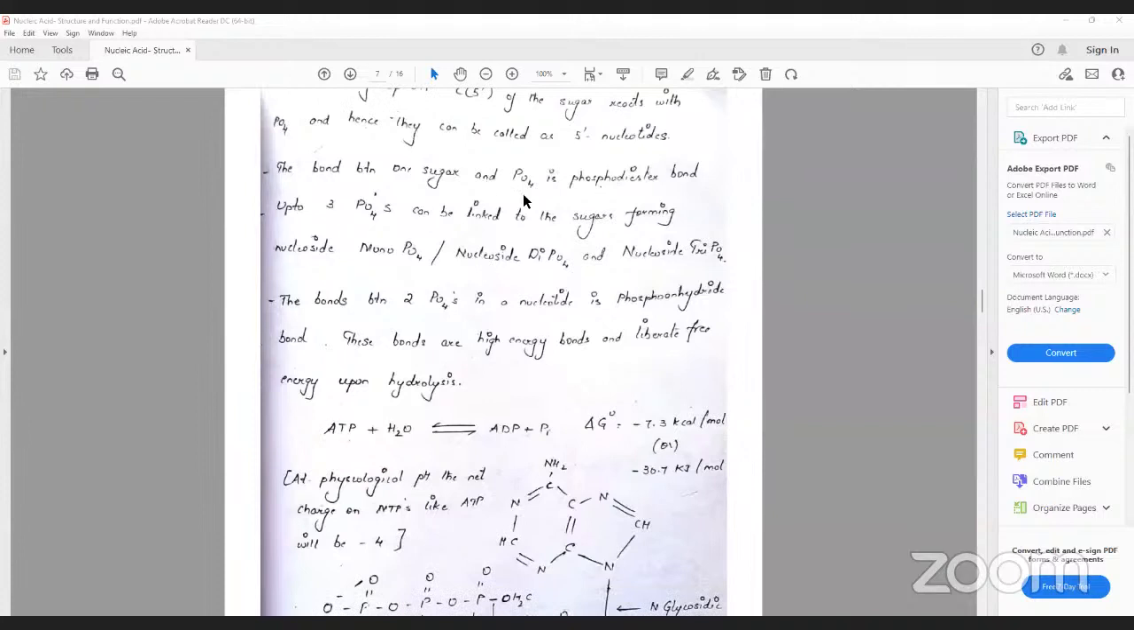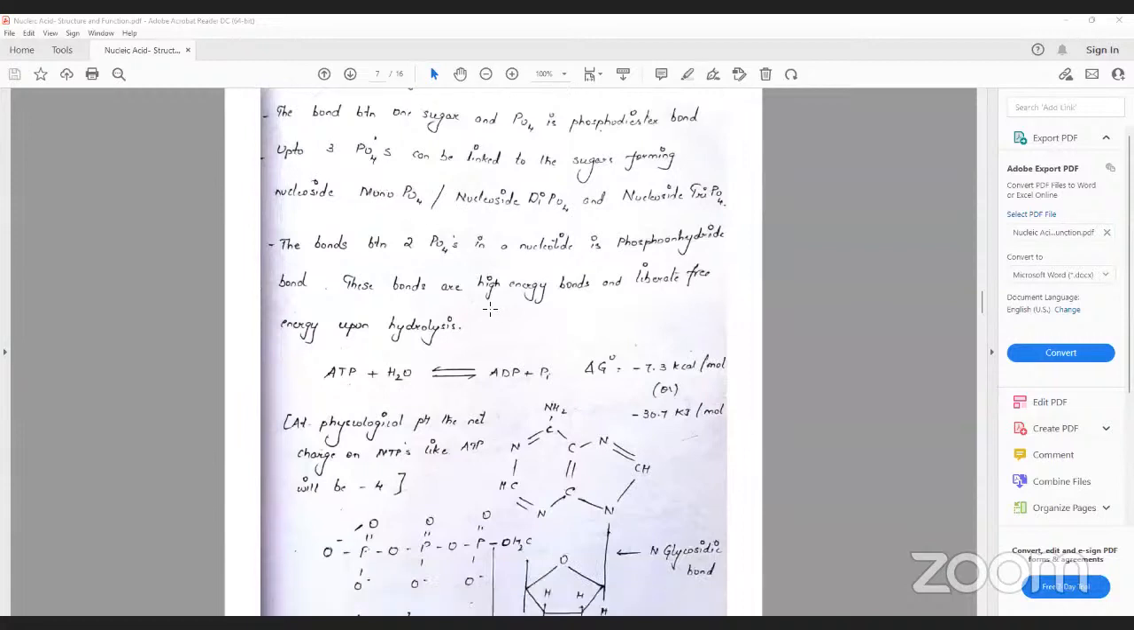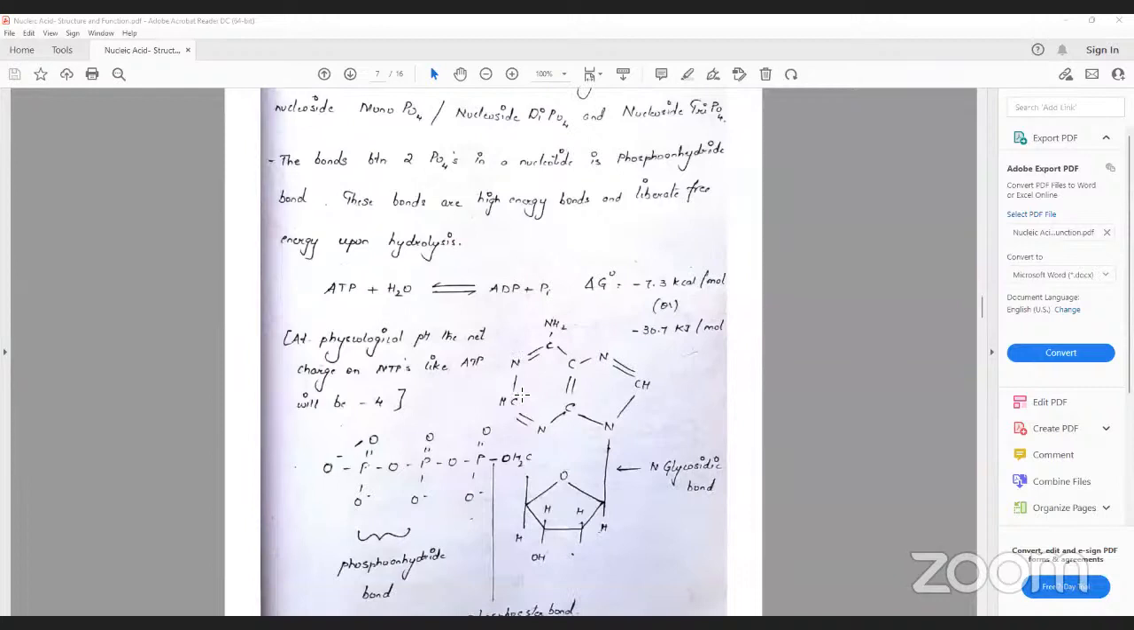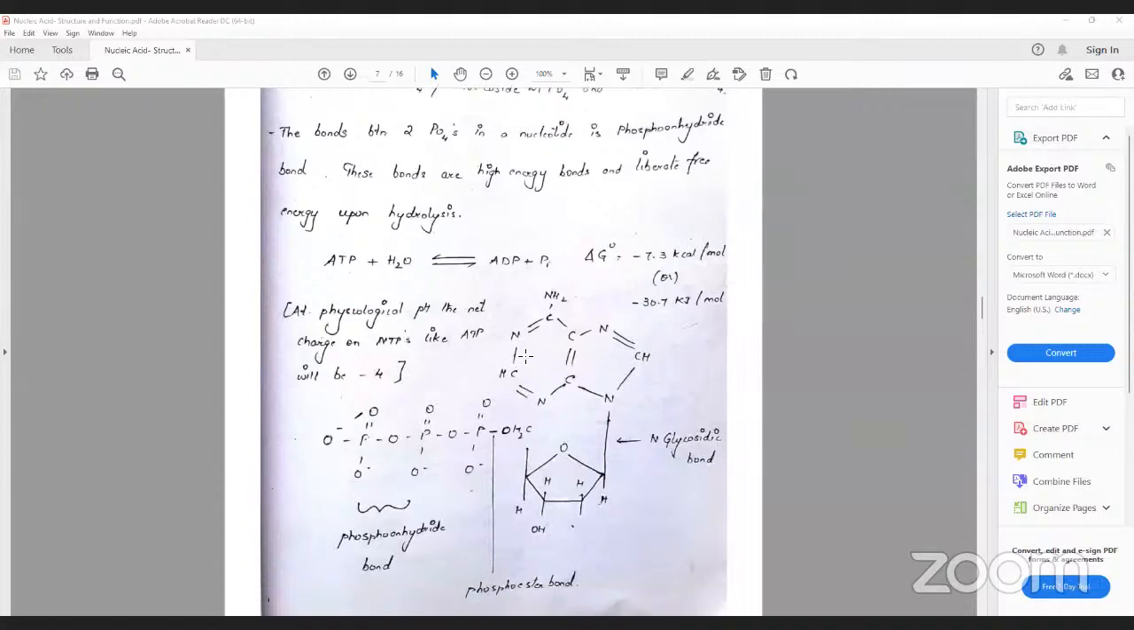The bond between one sugar and phosphate is a phosphodiester bond, up to 3. Now suppose you see the structure of ATP, when it is existing in cells under physiological pH, the overall charge on ATP will be -4, because here there is one oxygen which is free, one oxygen free here, and one oxygen free. Because the valency of oxygen is 2, it can form 2 bonds. But here, since all are free, they will give an overall -4 charge to the NTP.